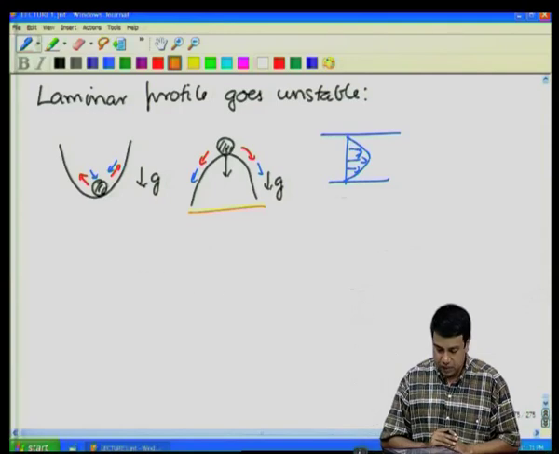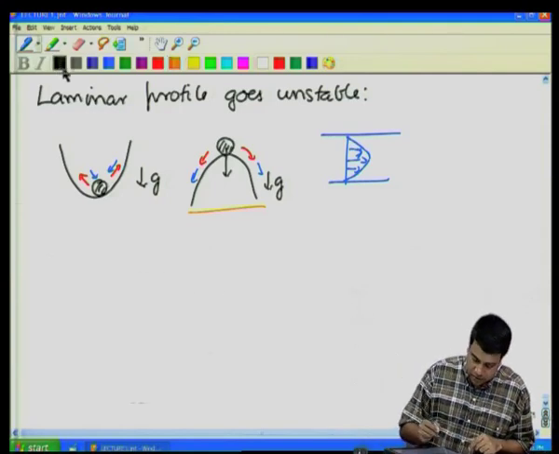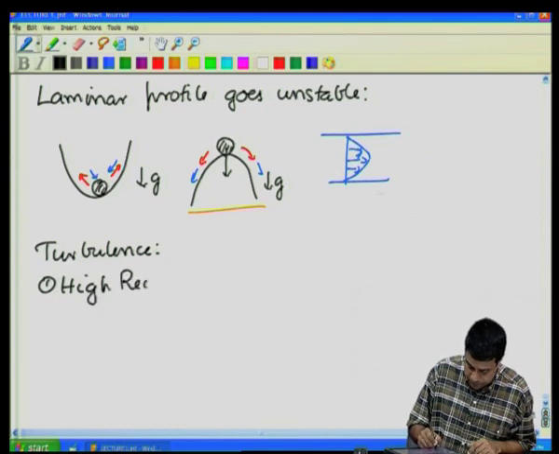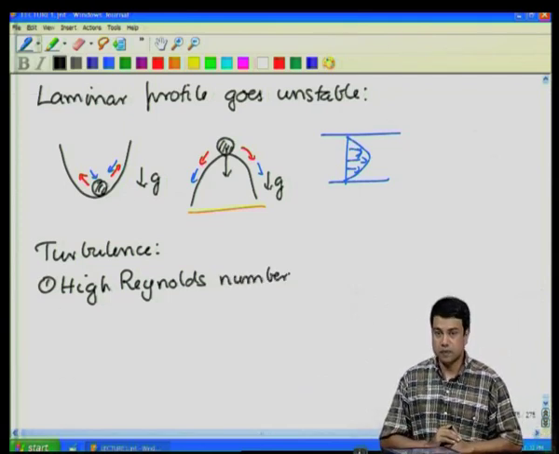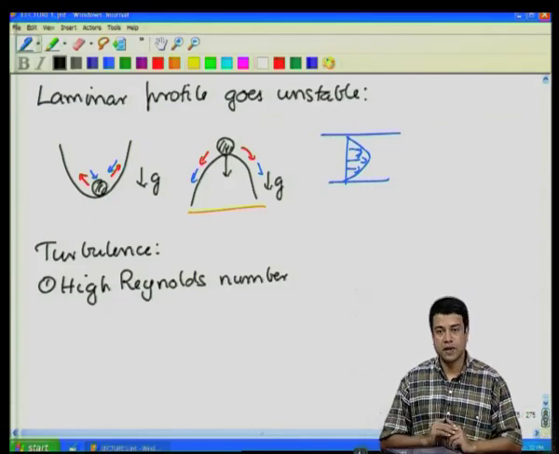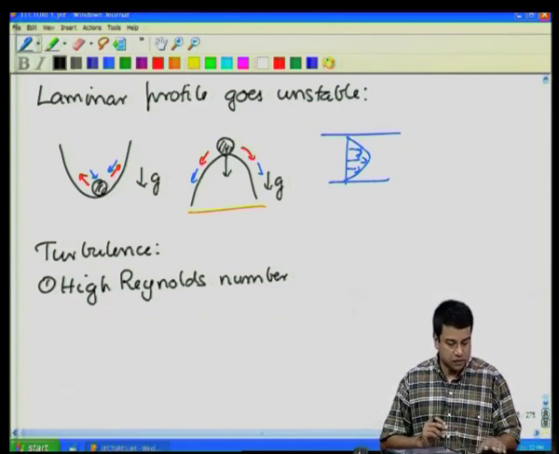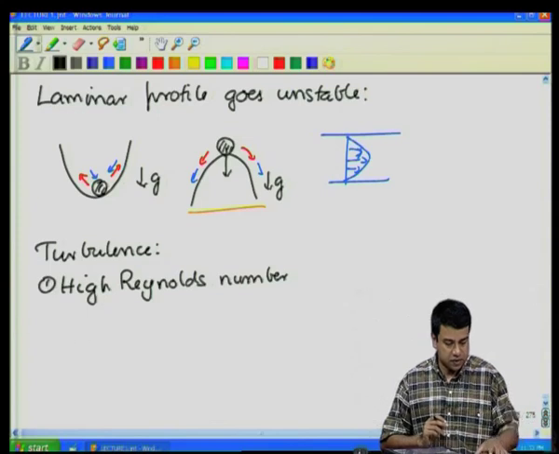Okay. So, the first thing, turbulence: it is a high Reynolds number phenomenon, because we know at low Reynolds number the equations become linear and the solutions are unique. So, you require high Reynolds number in order to have a turbulent flow. So, it is a phenomenon of high Reynolds number.